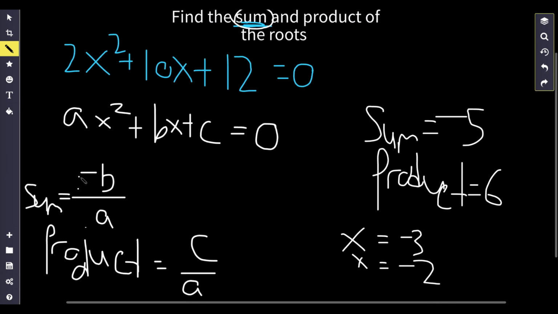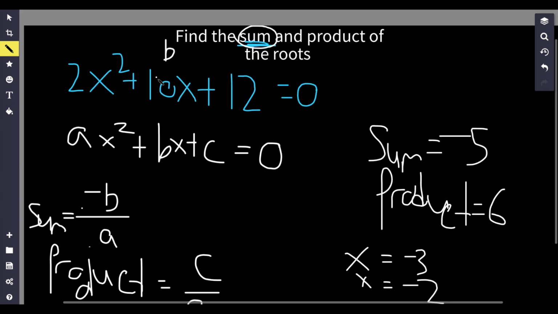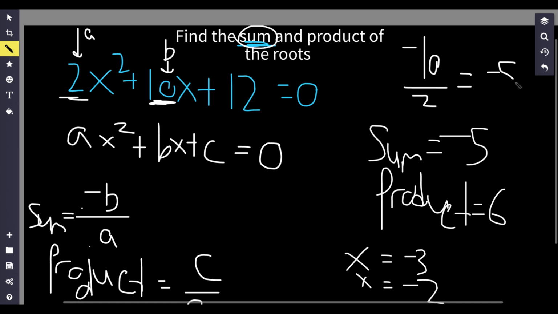We know that the sum is equal to -b over a. We know our b term is 10, right? This is our coefficient of the x term. And then the a term is just this 2, right? So -b over a is -10 over 2, which is equal to -5. And you notice how this represents the sum of the roots, right?